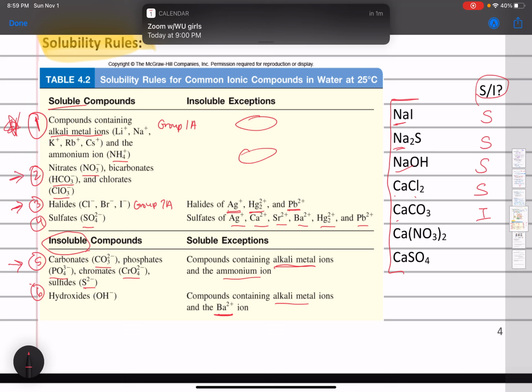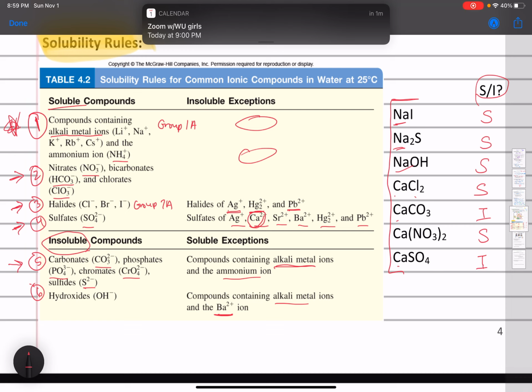Nitrates are always soluble, no exceptions, so boom. And then lastly, calcium sulfate. Sulfate is right here. Sulfates are pretty much always soluble except when there are one of these ions, and calcium is one of those ions. So normally sulfates are soluble, but calcium sulfate is an exception, and it is insoluble.